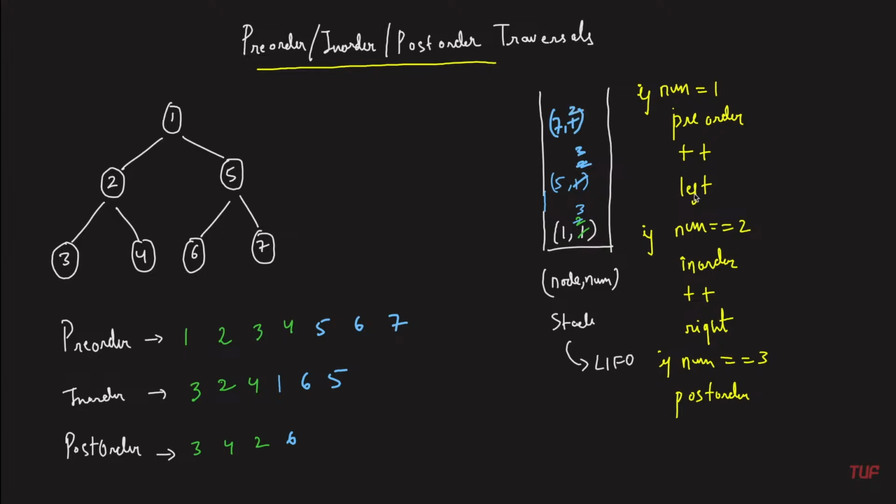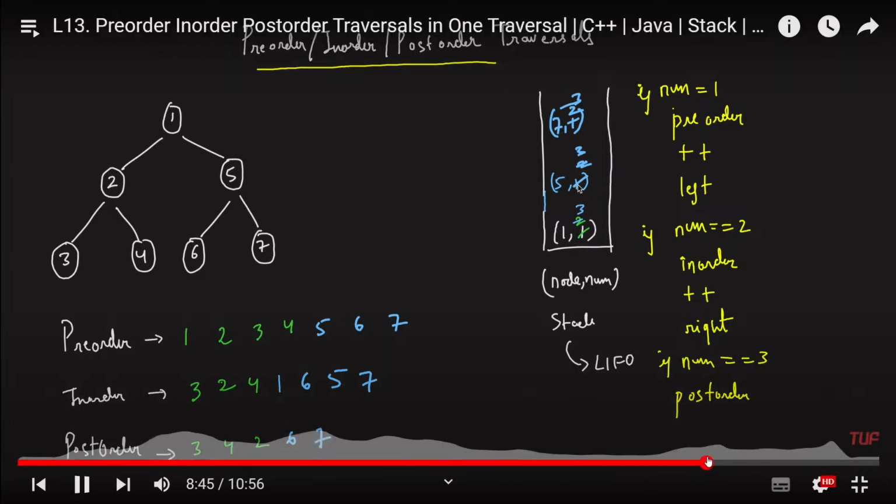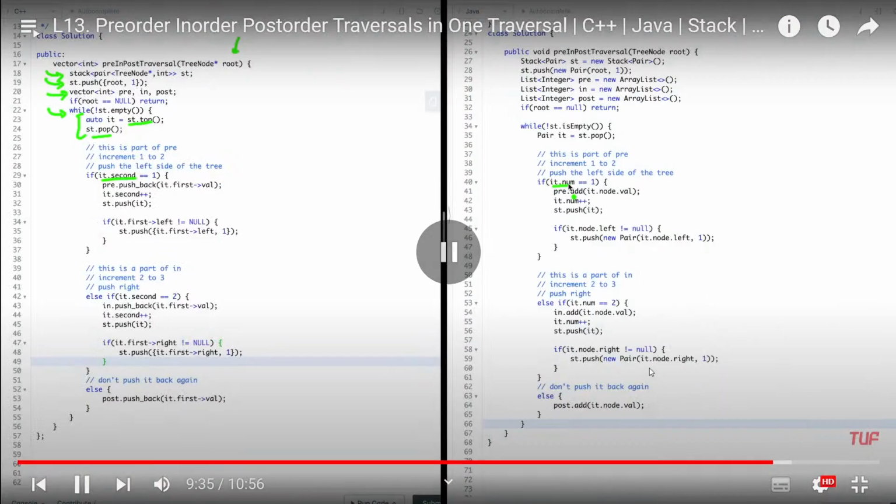Value increased. Does it have a left? No. Comes over again 7, 2. Goes here. Value increase. Does it have a right? No. Again comes over 7, 3. Goes to the post order.